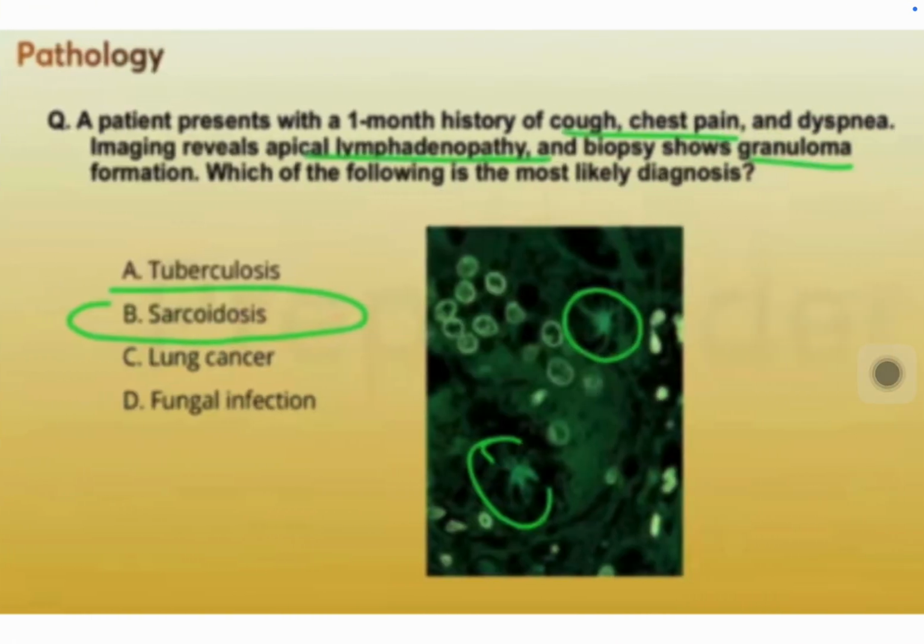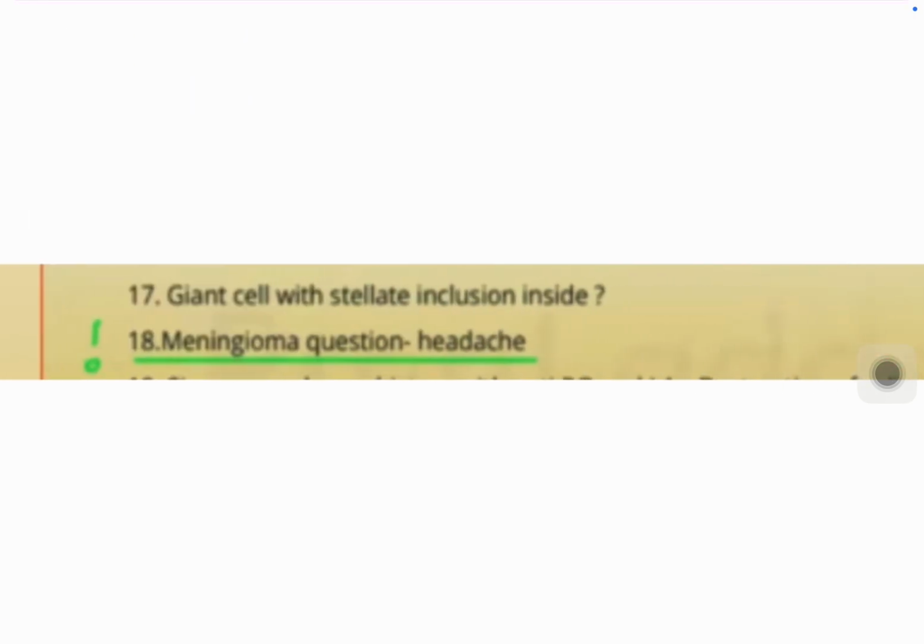A patient presents with 1 month history of cough, chest pain, and dyspnea. Imaging reveals a hilar lymphadenopathy, and biopsy shows granuloma formation. Which of the following is the most likely diagnosis? It would be sarcoidosis. There was a picture where you can see dural tail sign, and that is meningioma. So that is your answer.